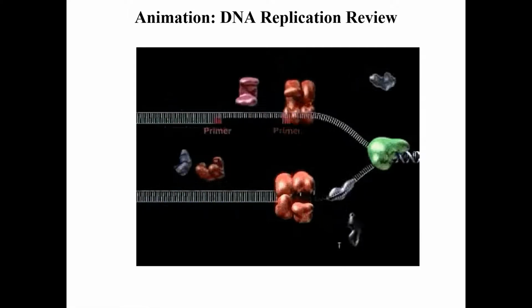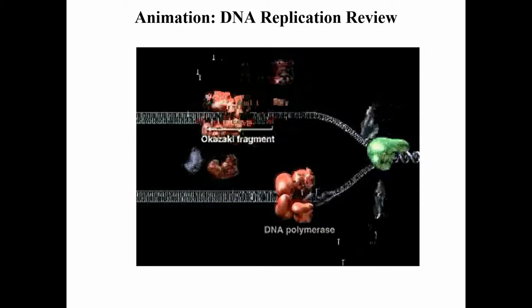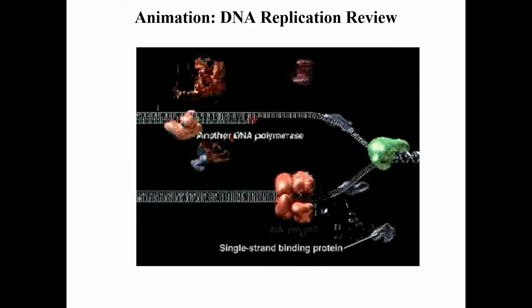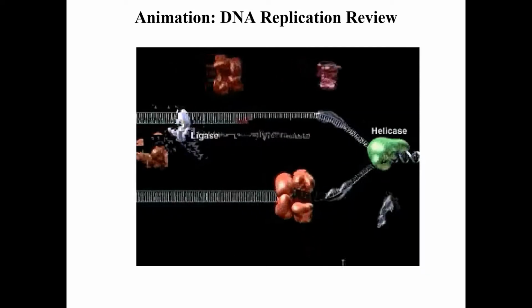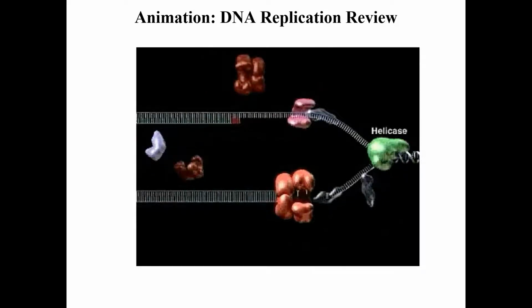A DNA polymerase assembles a continuous leading strand while primase, other DNA polymerases, and ligase all work together to make the lagging strand. The enzyme helicase continues to untwist the double helix, exposing more template strand DNA for replication.